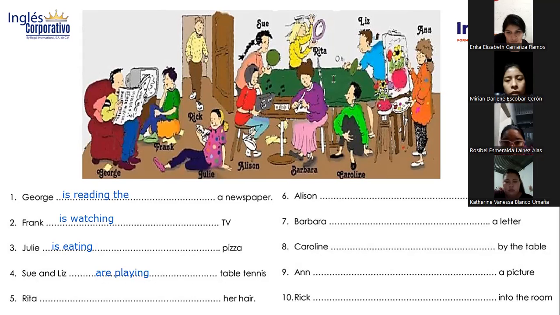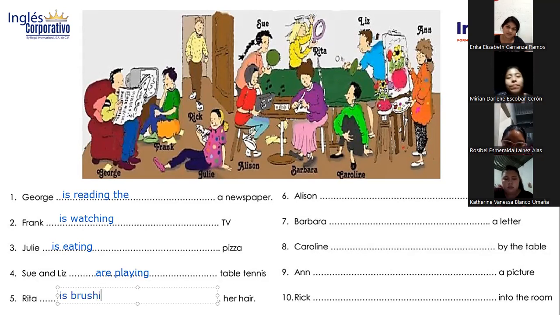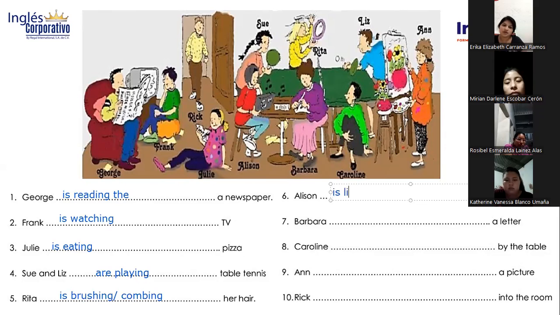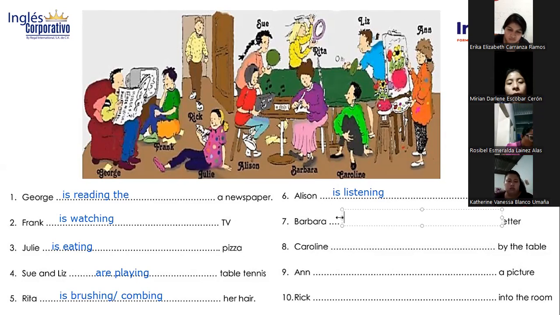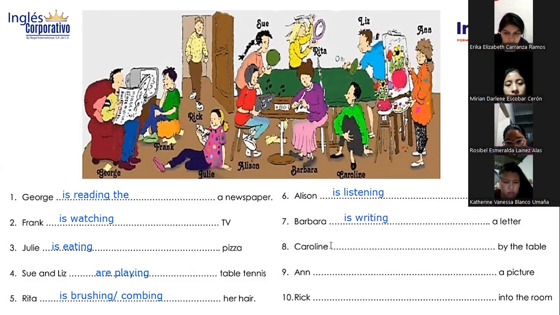Rita. Teacher, how do you say peinarse in inglés? How do you say peinarse? Is brushing or combing her hair? Okay, brushing es cepillarse, combing peinarse. Okay, Allison. Allison is listening to music. Is listening to the radio. To the radio. Barbara. Barbara is working. Is writing a letter. Is writing a letter.